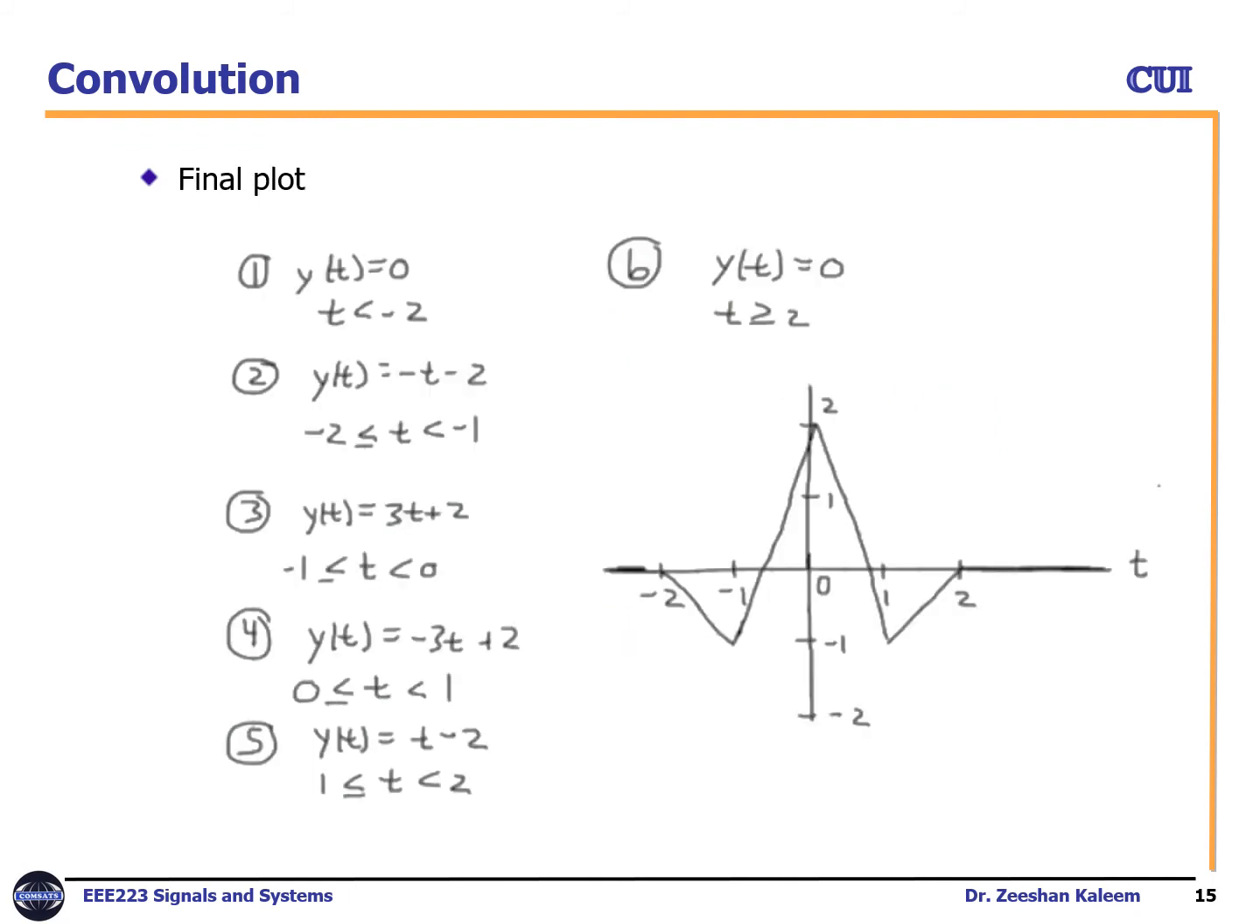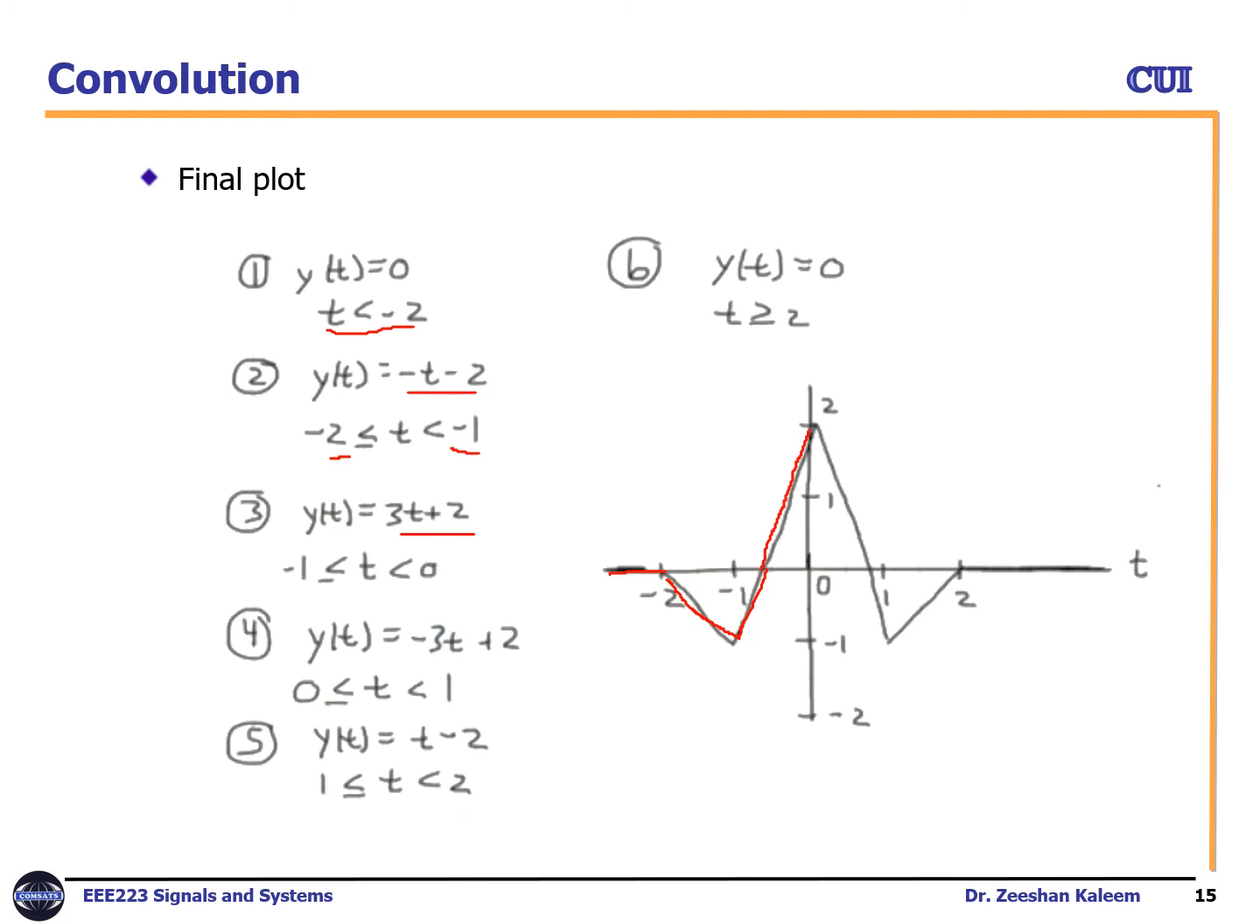Now to summarize, to plot the final plot, we need the values in each range. We started with t less than minus 2, where the output was 0, for example this one, and then we continue for t greater than or equal to minus 2 and less than minus 1. So we have t plus 2. So when we plot, we get this one, right? And for greater than minus 1 and less than 0, we have 3t plus 2. So this one keeps increasing, right?